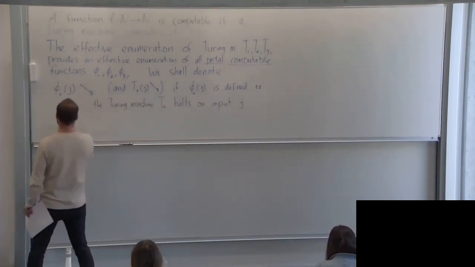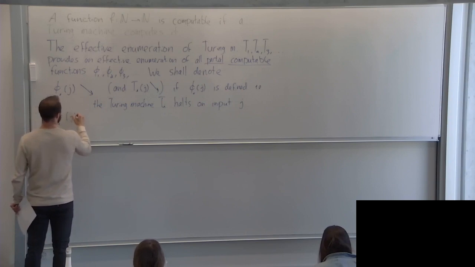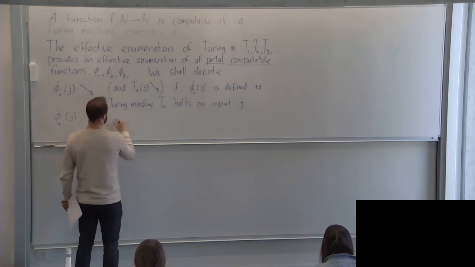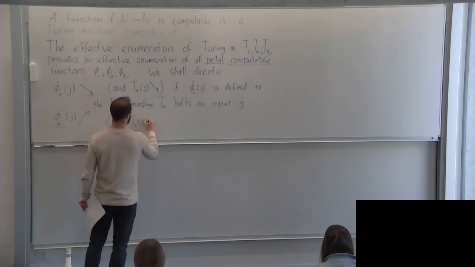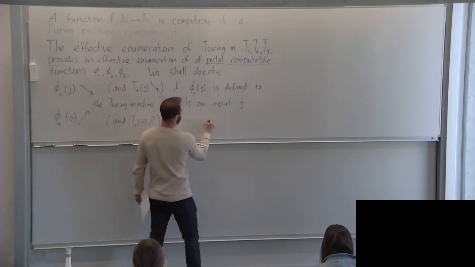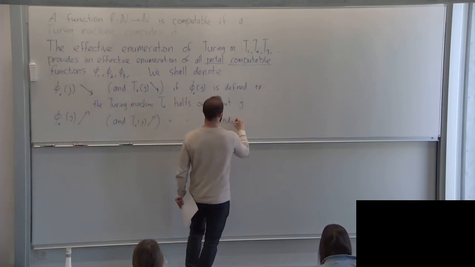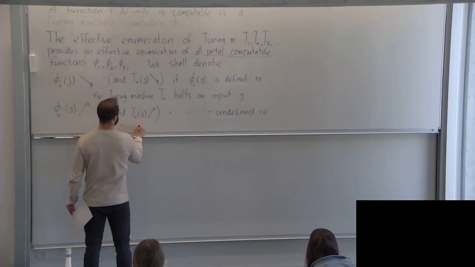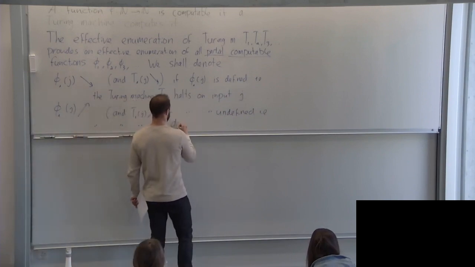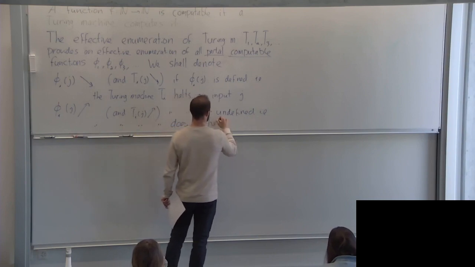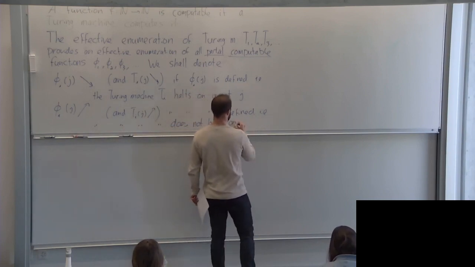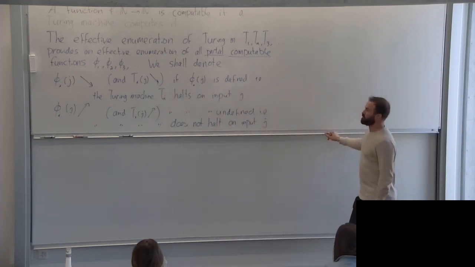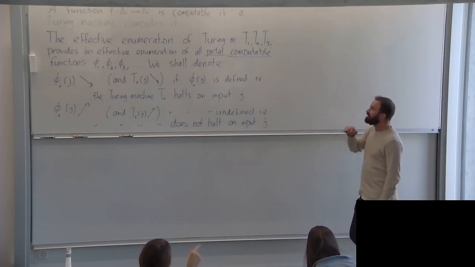And similarly, we're going to be writing phi i of j, arrow this way, and T i of j, arrow this way, if phi i of j is undefined, i.e. the Turing machine T i does not halt on input j. So phi i of j would be equal to our undefined symbol.